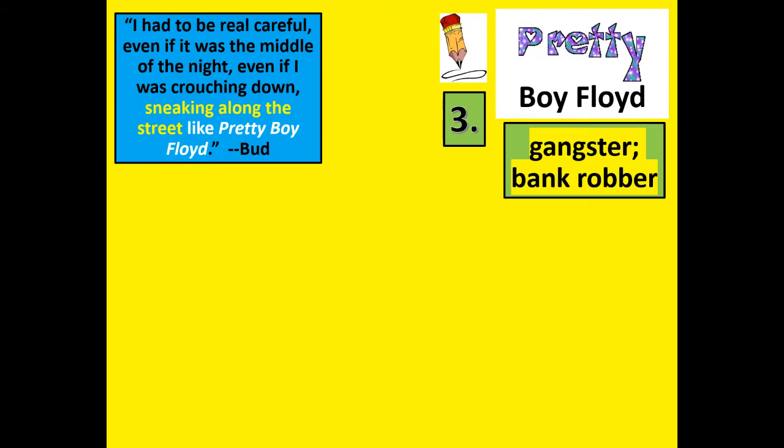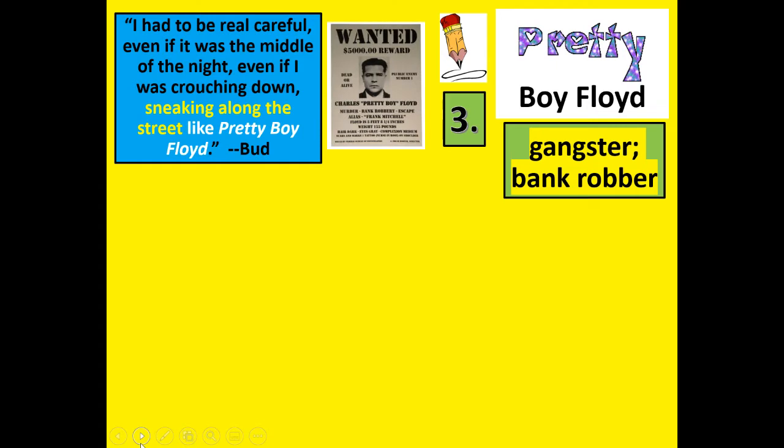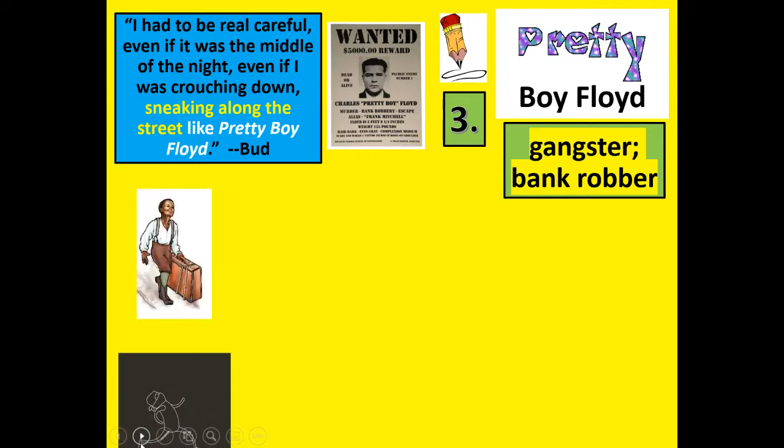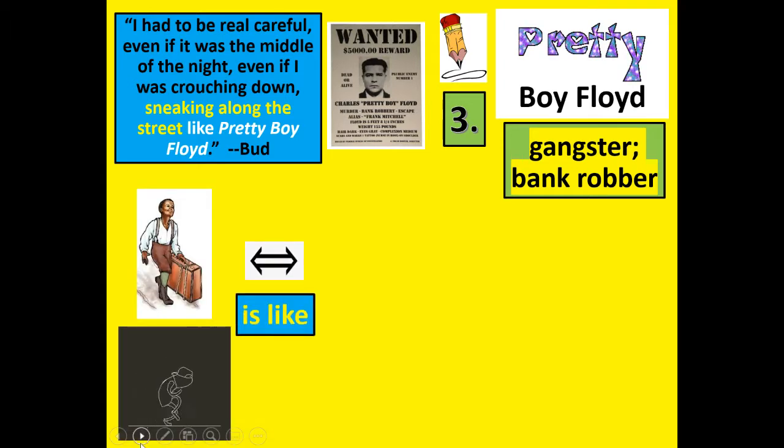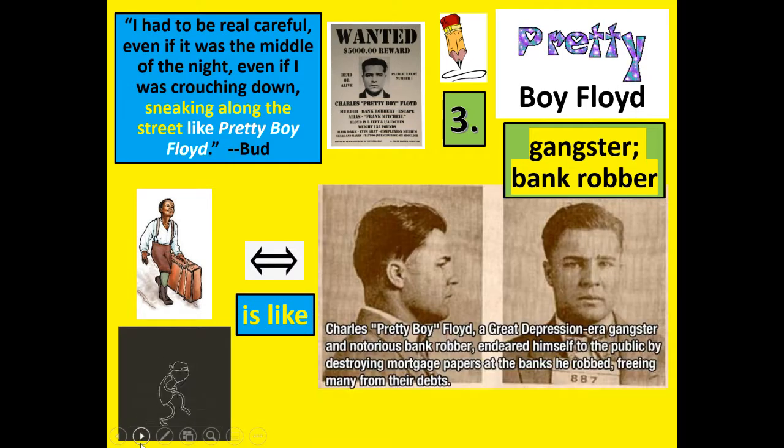I had to be real careful, even if it was the middle of the night, even if I was crouching down, sneaking along the street like Pretty Boy Floyd. So he compared himself to Pretty Boy Floyd, saying he was sneaking along the street like Pretty Boy Floyd. And there's a picture of Pretty Boy Floyd. He was a real person on a wanted picture. So Bud is comparing his sneaking around. He said his sneaking is like Pretty Boy Floyd. And there's another picture of Pretty Boy Floyd.